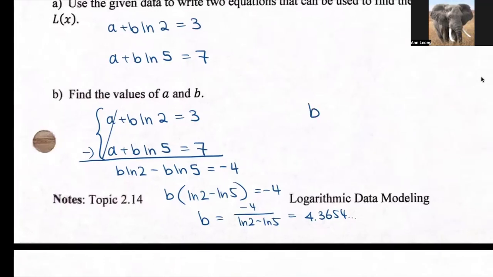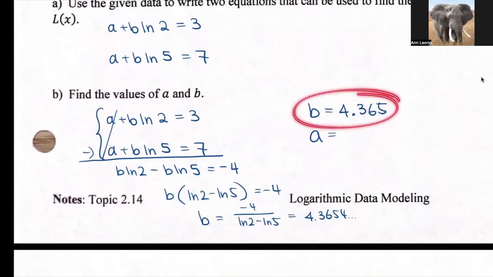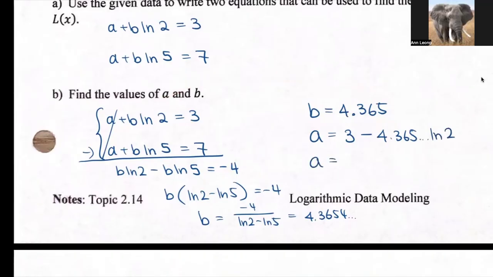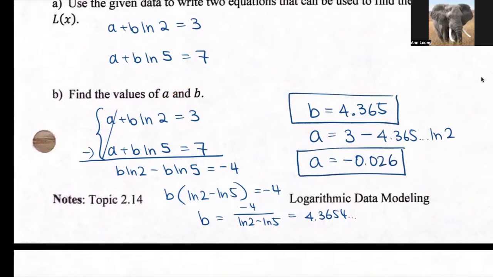All right, so going back up here, so this is 4.365, and then just substitute that back into whichever one you want. Let's plug it in here, and then you can solve for A. So A is going to be 3 minus 4.365 ln of 2. A ends up being -0.026. All right, so plug those in, set up a system, and solve for A and B.